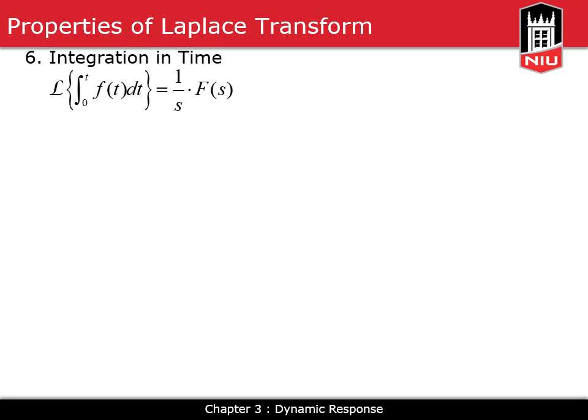Integration in time is just the opposite of what we had in property number 5. The Laplace transform of the integral of f of t from 0 to t is 1 over s times F(s). This one does not have the additional terms that included the initial values, so it's simpler to use.